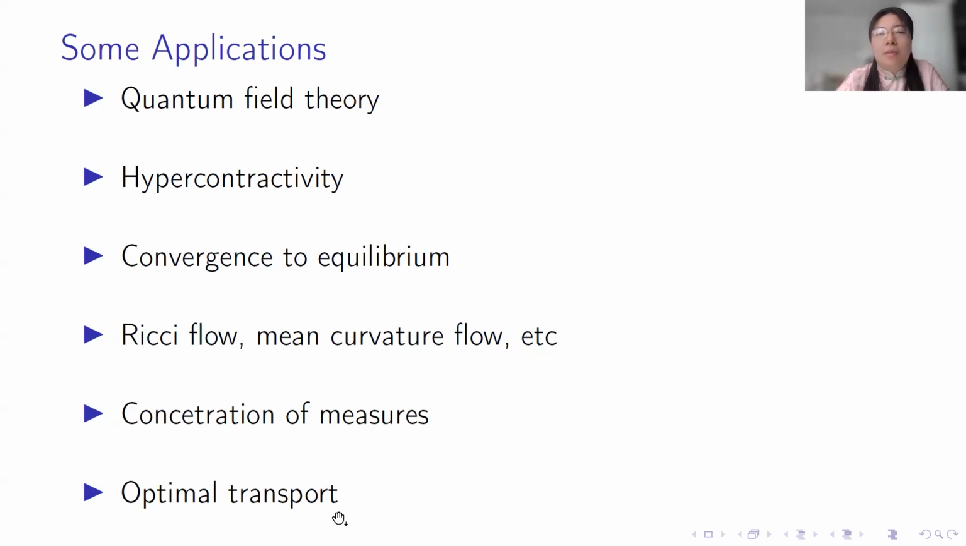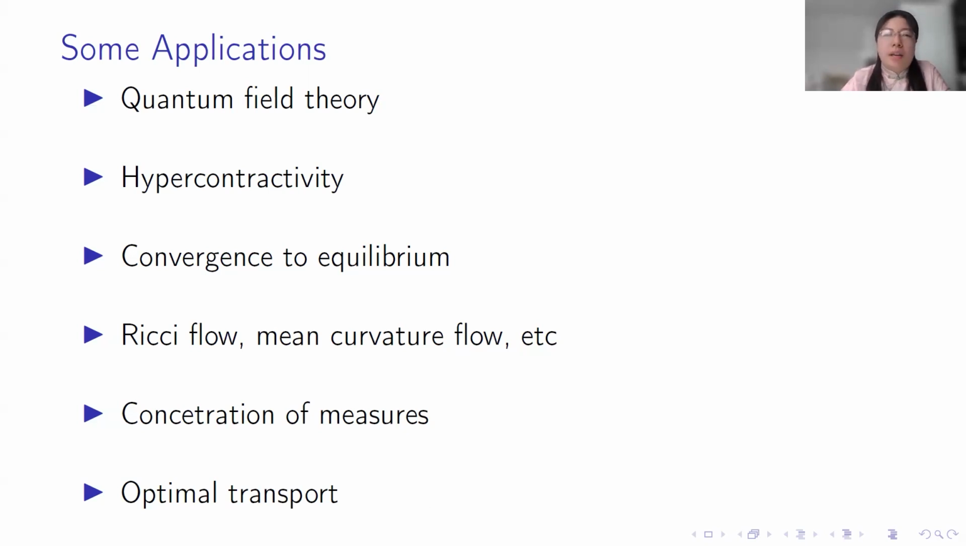Last but not least, as mentioned by Masha, we have some nice connection to the optimal transport direction. For example, the log Sobolev inequality can imply some transportation cost inequality, and it's very interesting. And also, some results in this direction have been explained in the work of Otto and Villani, but I'm not going to go into too much detail here.